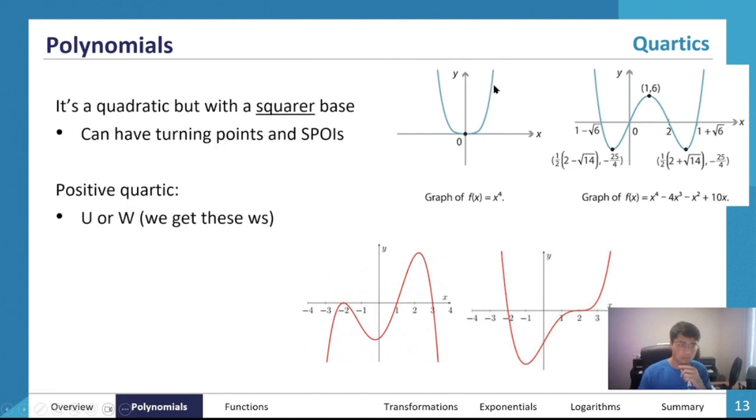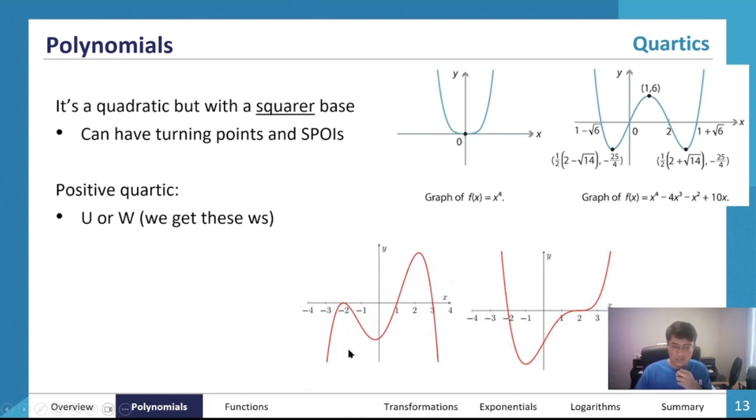Now, the thing is, it can still have turning points. You can see in this diagram here, it has a turning point, but it can also have stationary points of inflection. Looking down at this graph here, we have a stationary point of inflection right here. It goes up to that point and then gets flat and then it keeps going the same way.